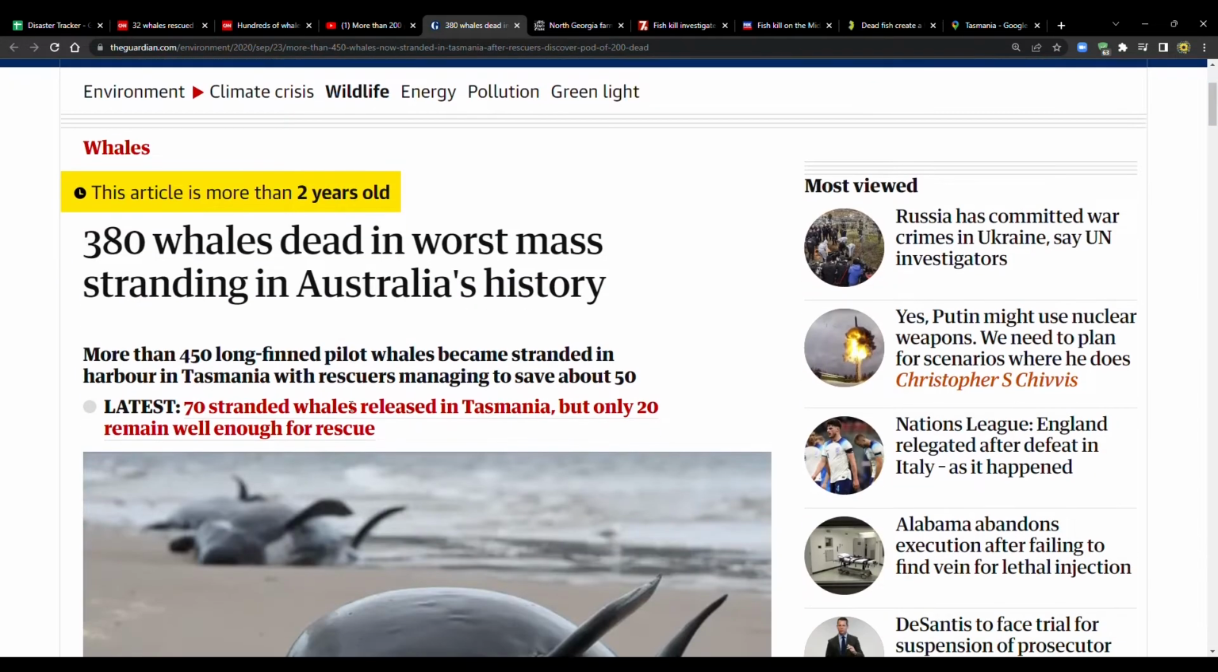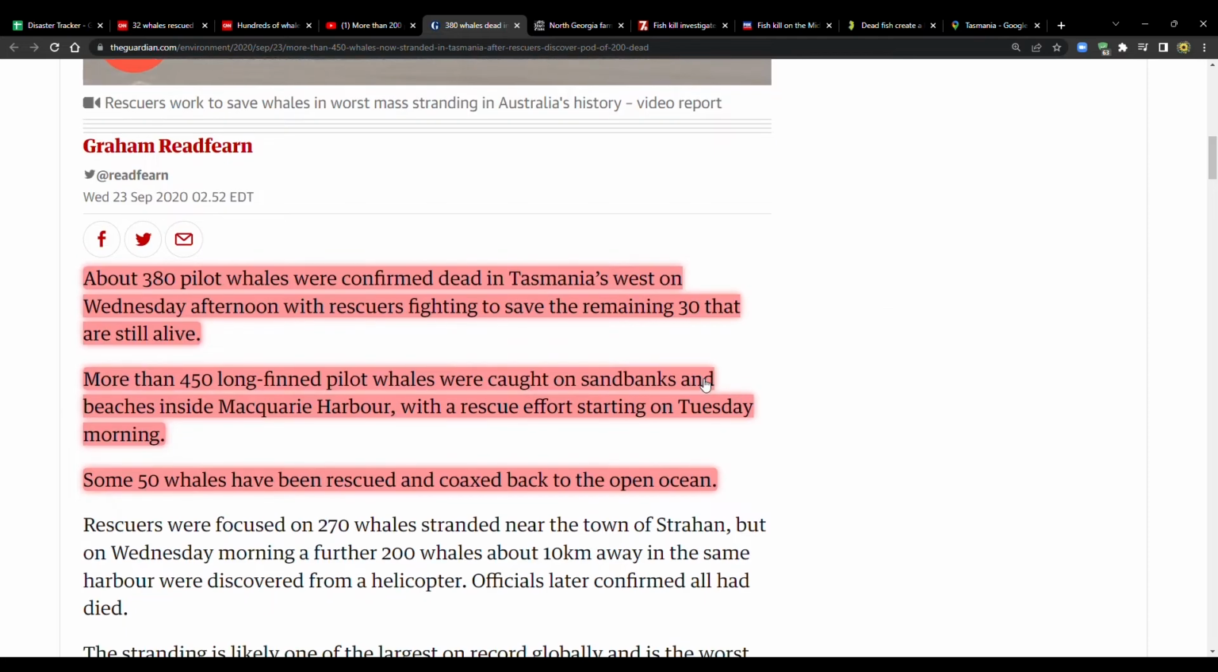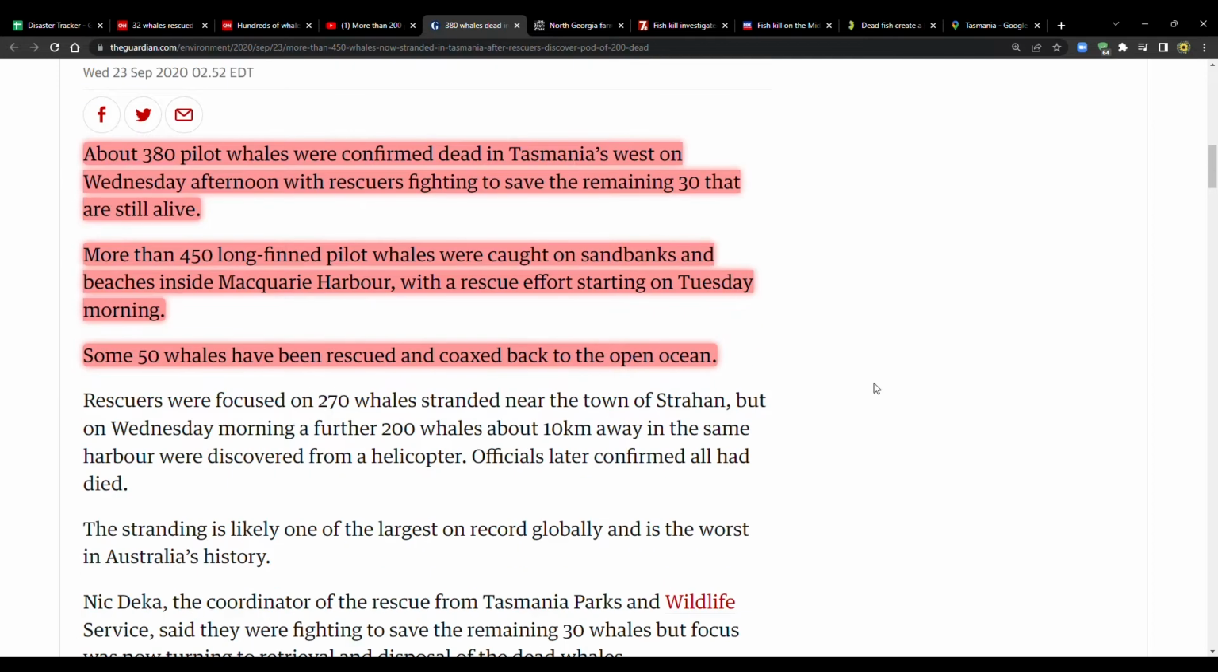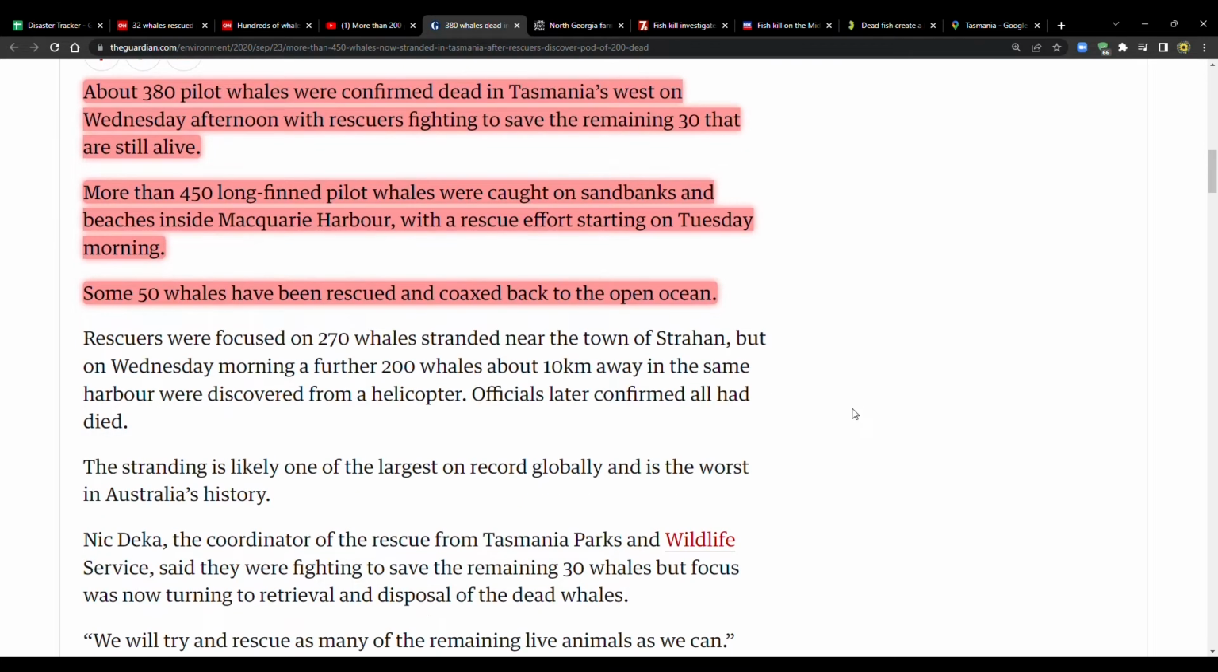This is in The Guardian: 380 whales dead in worst mass stranding in Australia's history. About 380 pilot whales were confirmed dead in Tasmania's west on Wednesday afternoon when rescuers were fighting to save the remaining 30 that are still alive. More than 450 long-finned pilot whales were caught on sandbanks and beaches inside Macquarie Harbor, with a rescue effort starting on Tuesday morning. Some 50 whales have been rescued and coaxed back to the ocean.